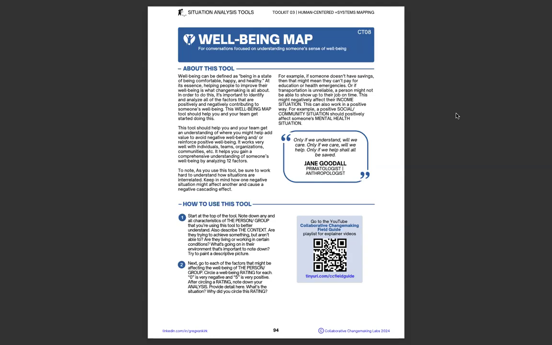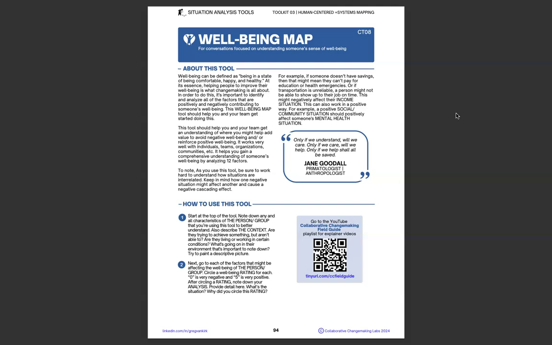About this tool: well-being can be defined as being in a state of being comfortable, happy, and healthy. At its essence, helping people to improve their well-being is what change-making is all about. In order to do this, it's important to identify and analyze all of the factors that are positively and negatively contributing to someone's well-being. This well-being map tool should help you and your team get started doing this. It should help you get an understanding of where you might help add value to avoid negative well-being and or reinforce positive well-being. It works very well with individuals, teams, organizations, communities, etc. It helps you gain a comprehensive understanding of someone's well-being by analyzing 12 factors.